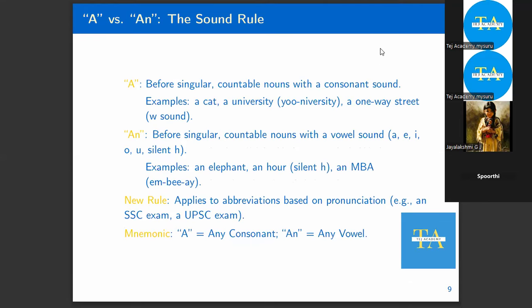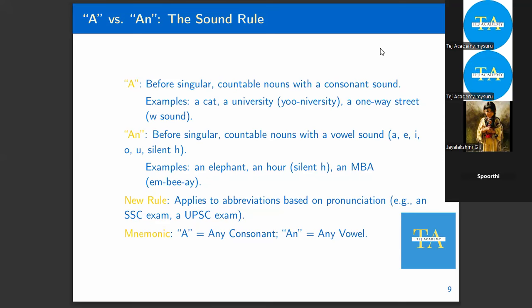So, NRI student, which article is better according to you? Okay, Ramya says an, exactly. Because NRI, non-resident Indian, starts with N, and N starts with an A sound. So that's why we use an. And same with LCD: an LCD bulb or an LCD screen or an SOS message.